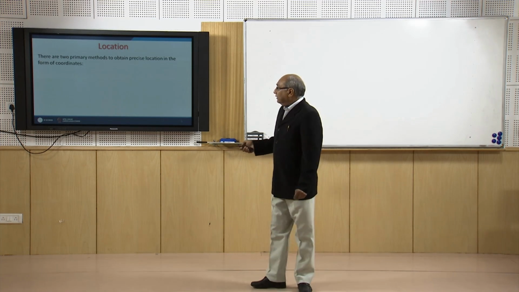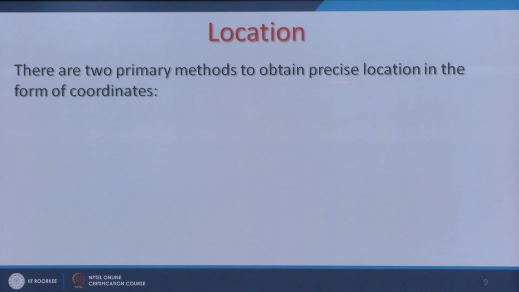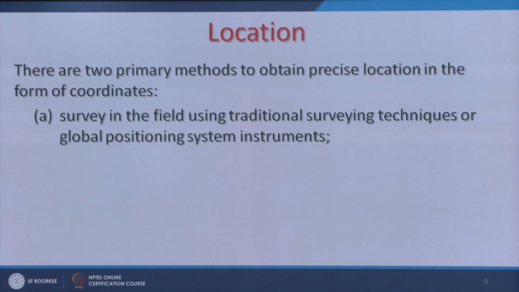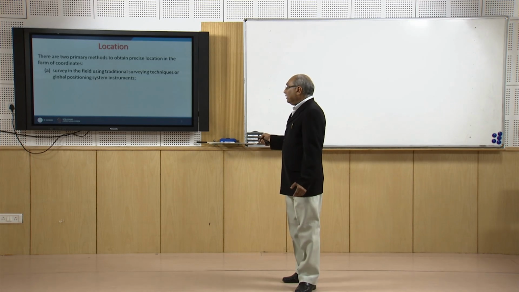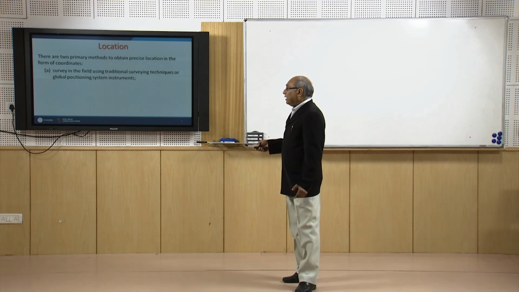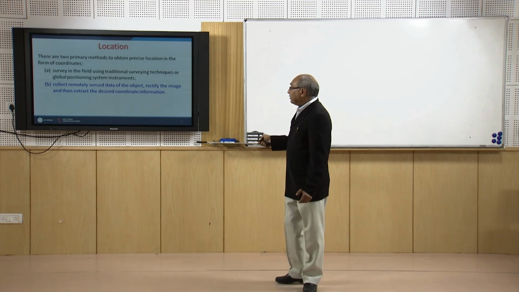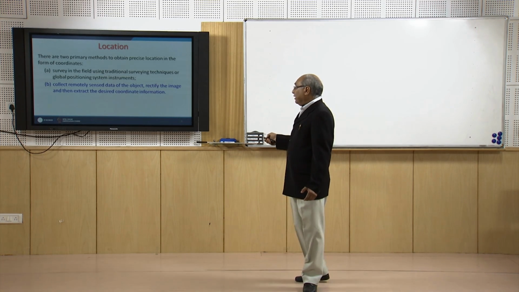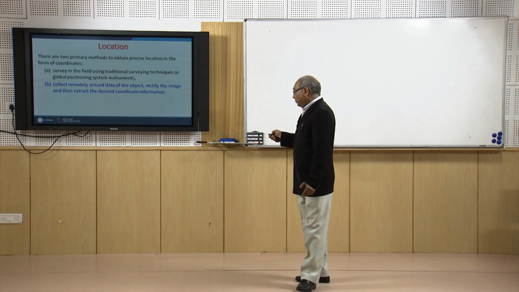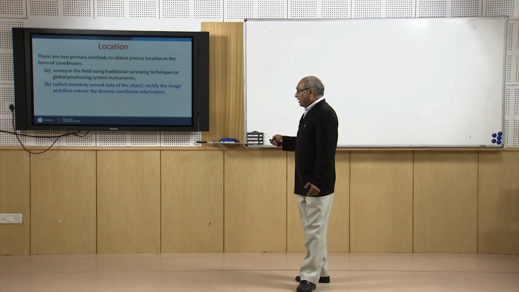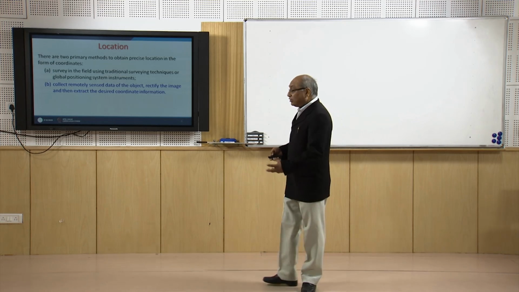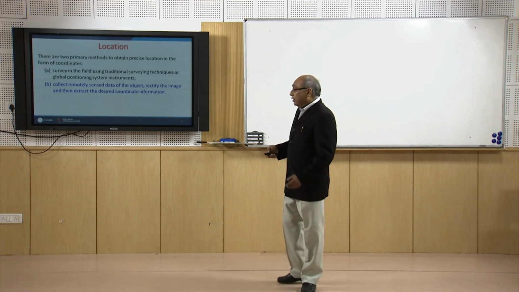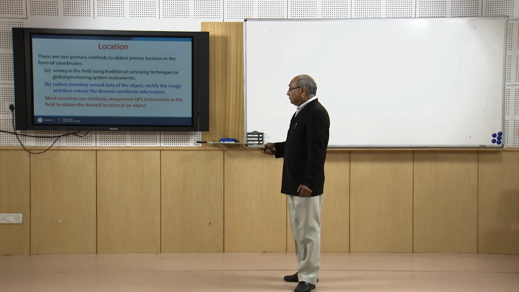First, location. There are two primary methods to obtain precise location in the form of coordinates. One is using a survey in the field with traditional survey techniques, or nowadays navigation systems like GPS instruments, or collect remote sensing data of the object and rectify the image. Rectify means here making it geometrically corrected or doing the georeferencing, and then extract the desired coordinate information. So location is very much required as one of the keys of image interpretation.